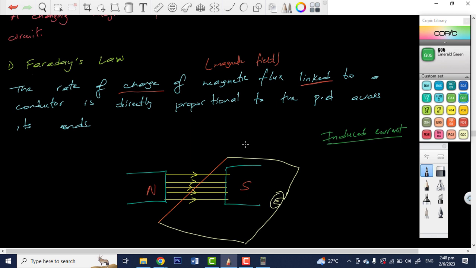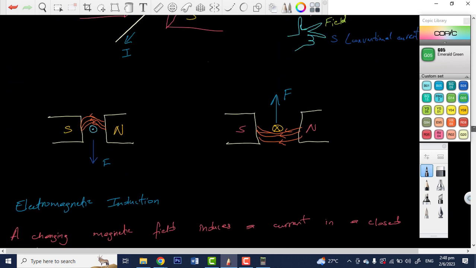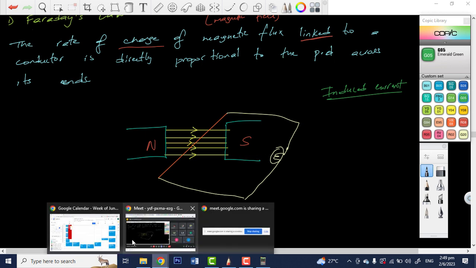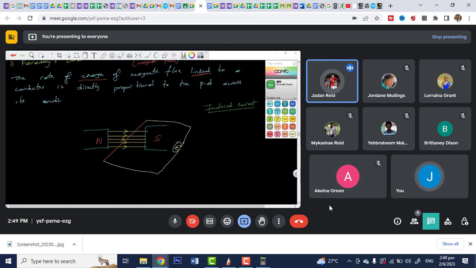Now, what we need to also be aware of is that as we move the conductor in the field, we get a current. So the motor effect and electromagnetic induction, we're going to see that this is what we call this effect, Jaden, where we get a current from magnets and wire. What we call that? When we get a current from a wire and magnets. What do we call it? No, not an electromagnet, man. When we get a current from magnets and wires.